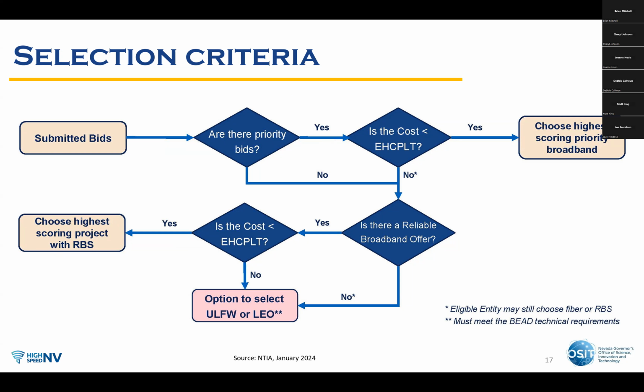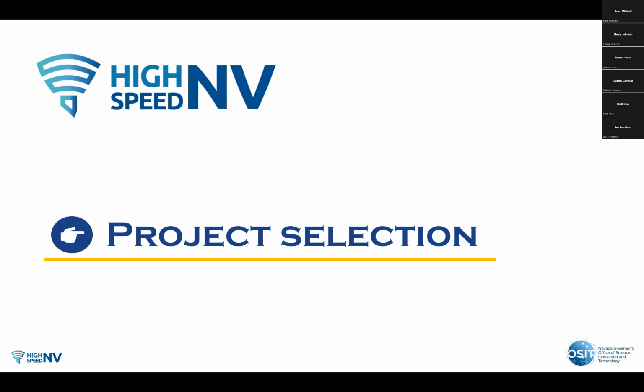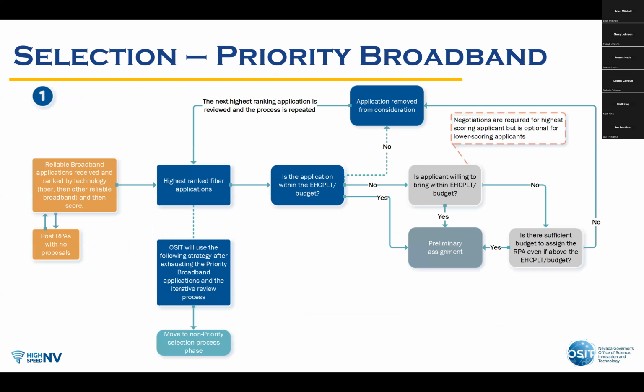That is the framework within which every state in the country has to run its BEAD program, and within which every state had to design its initial proposal volume 2. Now, what does that mean in terms of the detailed process that OSIT has proposed in initial proposal volume 2? This is a graphic that shows you a little bit more detail about how OSIT will put some more flesh on the bones of the graphic that we just looked at.